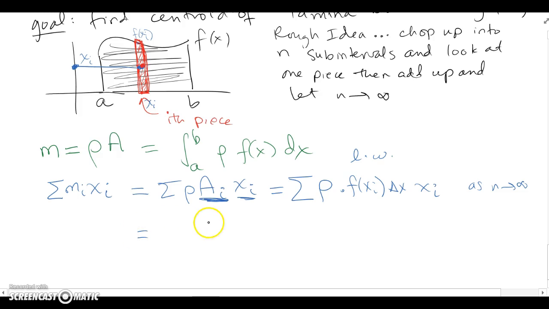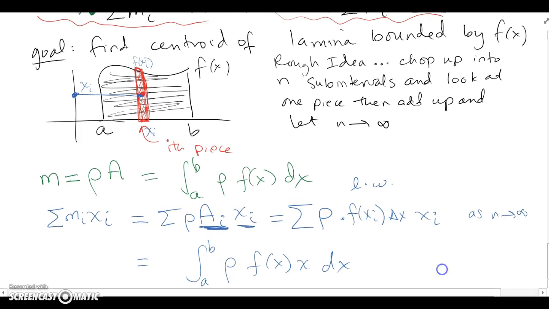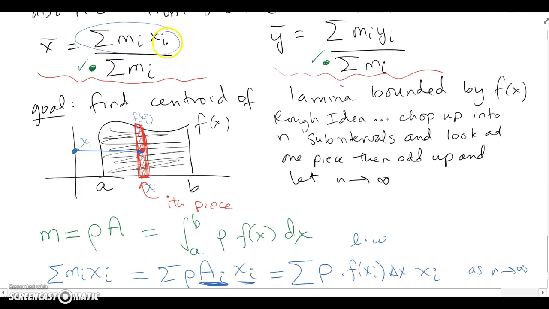And as I let n go to infinity, we're going to end up with the integral from a to b. We got our rho, we got our f of x, we got our x and our delta x, which will be our dx. So far, I've got a representation for my moment in y, and I've got a representation for my mass of the system.